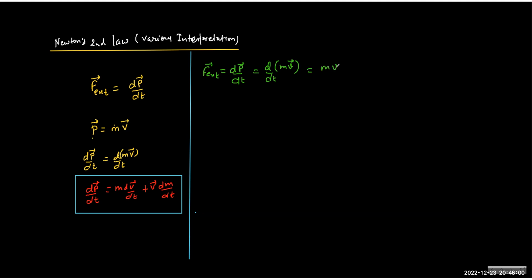And that is why if you want to write this further, you have to write it this way. You can write m dv by dt plus v dm by dt. A variable mass system also creates a force. So the external force is m dv by dt. What is the rate of change of velocity called? Acceleration. So this is called ma plus v dm by dt.